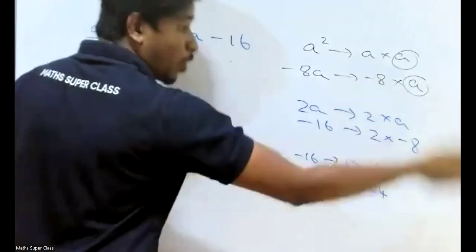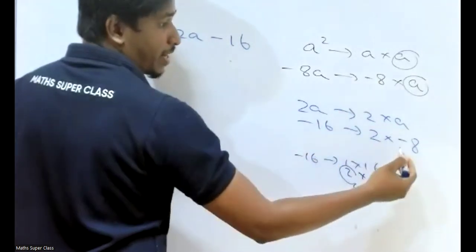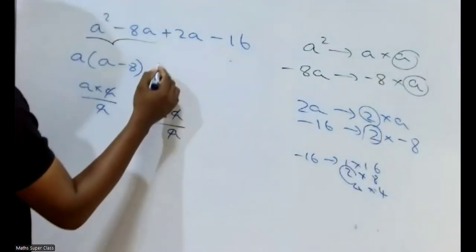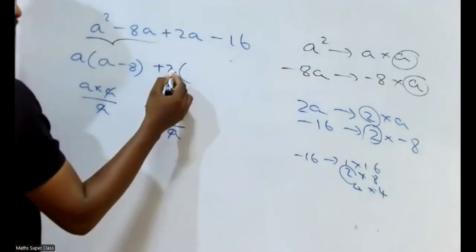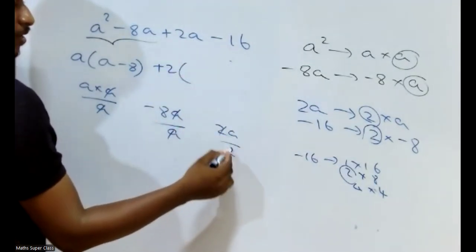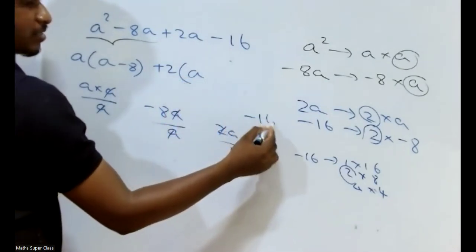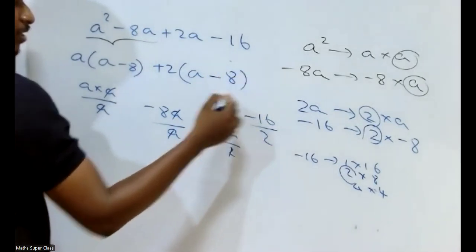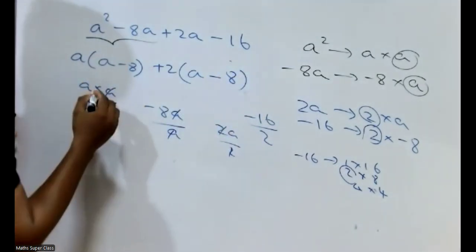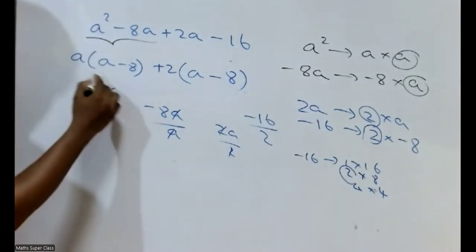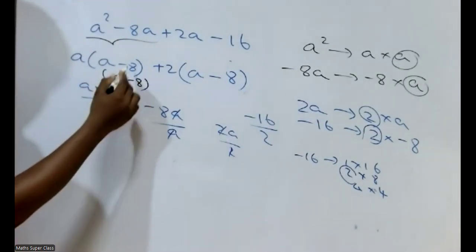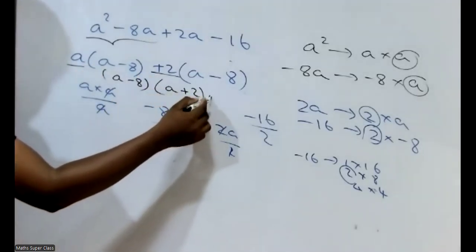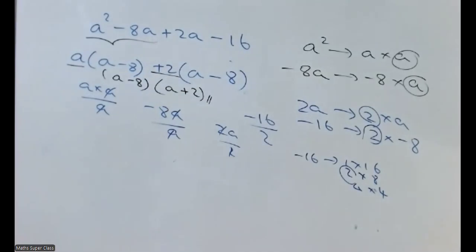You can get 2 into 8 equals 16, but plus into minus, so it should be minus. You can see 2 and 2 here, so you get plus 2. 2a divided by 2 is a, and minus 16 divided by 2 is minus 8. So here it is a minus 8 because of this one and this one. Is it okay, Yenuli?